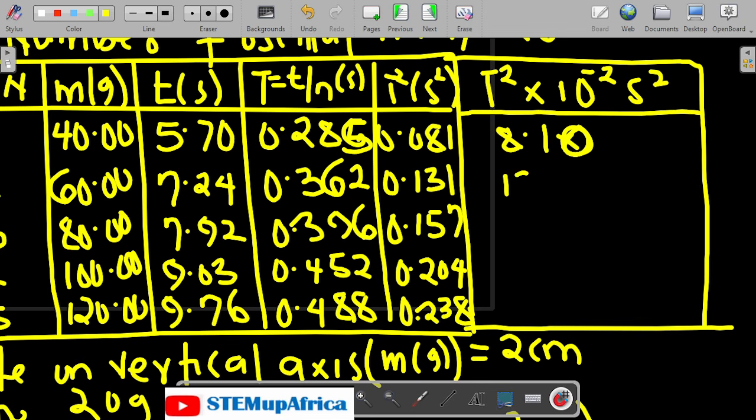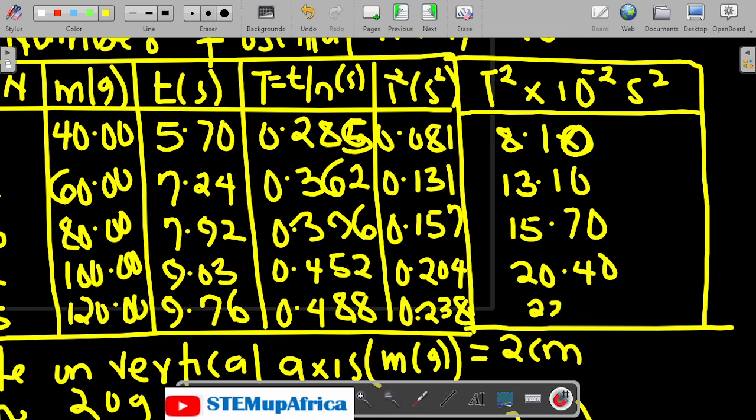Here will give me 13.10. Here will give me 15.70. Here will give me 20.40. Here is now 23.80. So it's better this way, so I can easily take the scale. The least number is 8 and the highest number is 23.